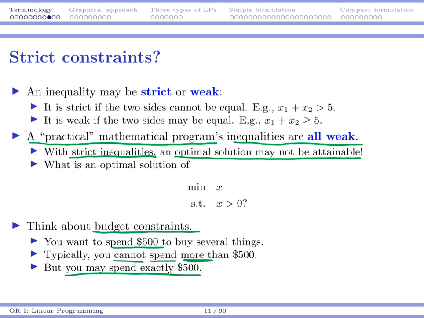I hope this small example convinces you that in practice, most decision problems face weak inequality constraints. When you have budget constraints, you are allowed to spend all your budget. When you have capacity constraints, you are allowed to use all your capacity. When you have demand fulfillment constraints, you are allowed to just meet the demand. So we will always focus on weak inequalities in the whole course.